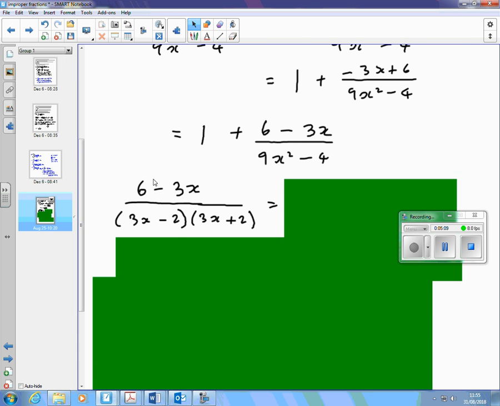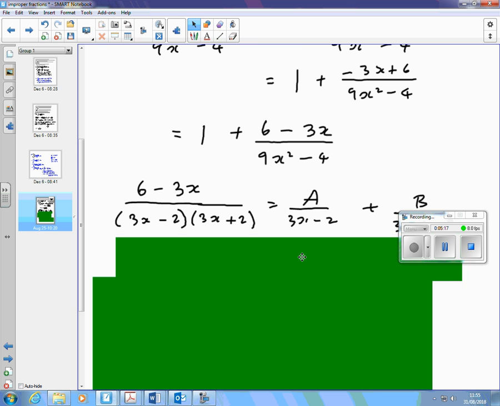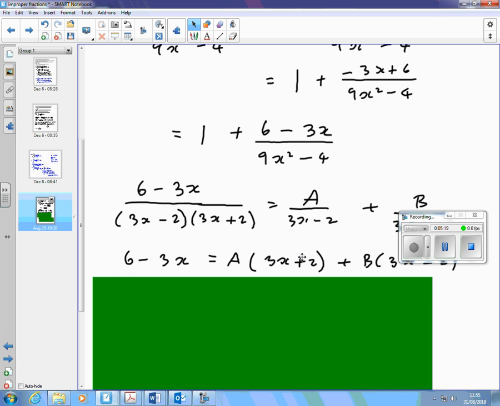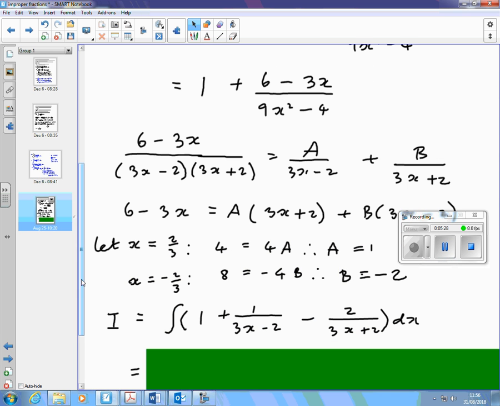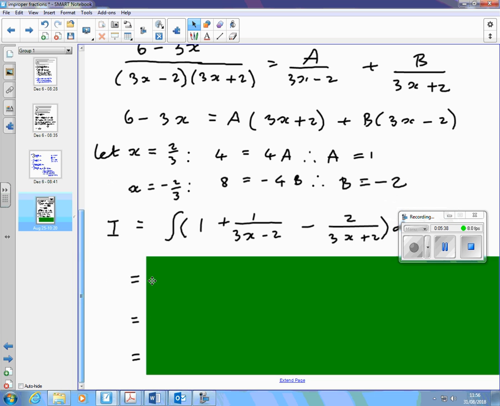I then need to express the proper fraction in partial fractions. You always have to start with a proper fraction before you can write something in partial fractions. And now my integral can be written as 1 plus a sum of two partial fractions, each of which I can integrate.